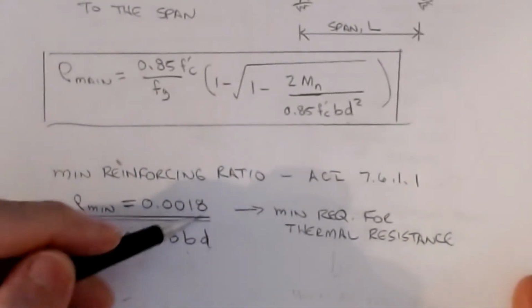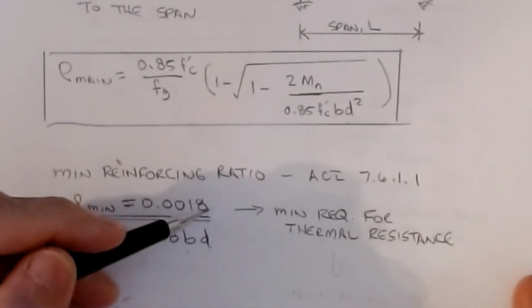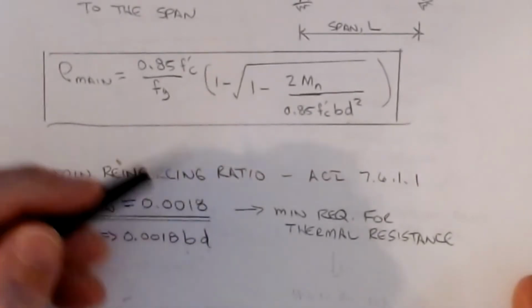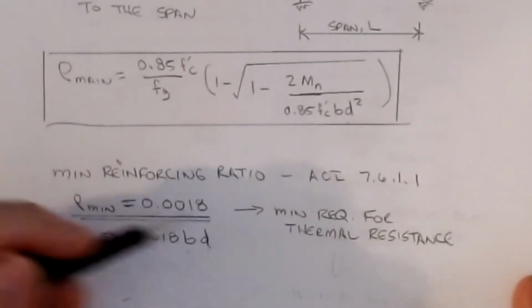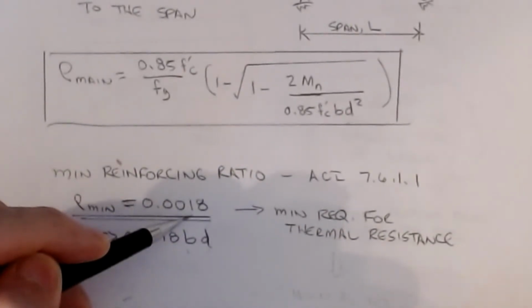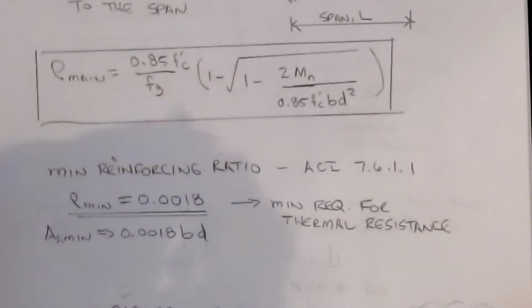Now this turns out to be the minimum amount required for any sort of thermal resistance. So if your requirements for strength are so low that you don't meet this number, they're going to make you bump up to this just to prevent shrinkage cracking. So that's your minimum value.